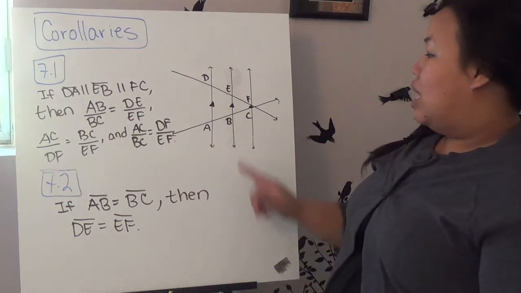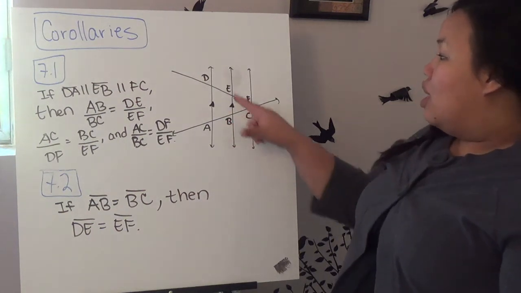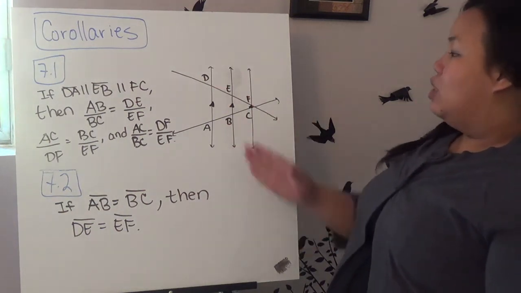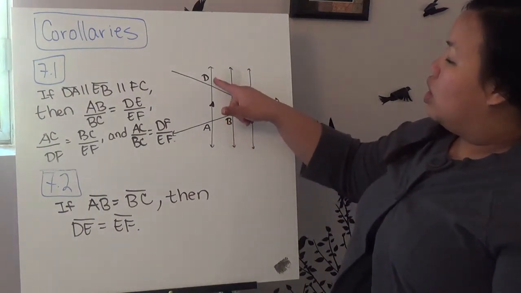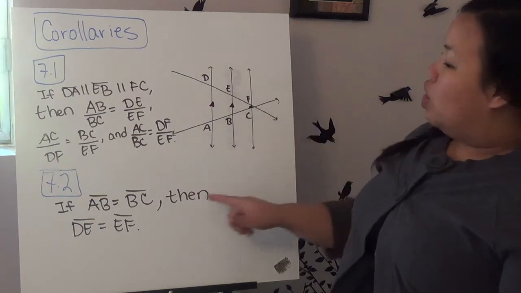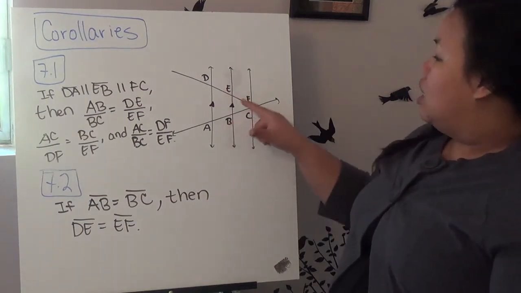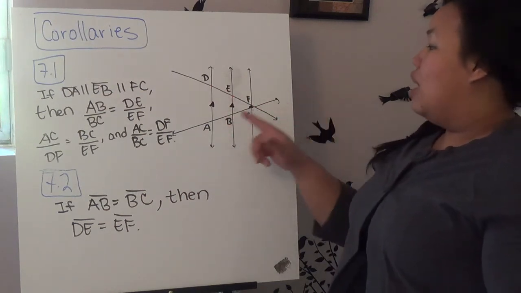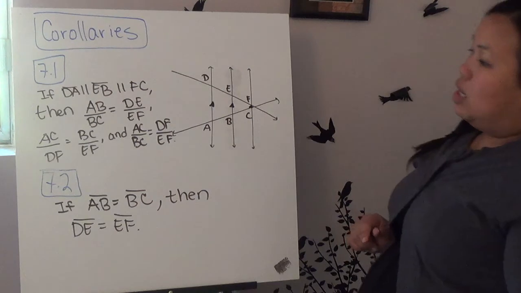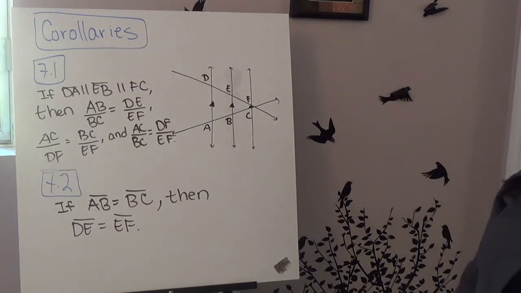7.2 says that if AB equals BC, so if this equals this, then this has to equal this because they're parallel. They start here at a certain point as they start here, and the same thing here. So if AB equals BC, then DE equals EF. Same thing can be said the other way. If DE equals EF, then AB equals BC. So these give us proportions that are equal to each other. These give us actual lines that are equal to each other.